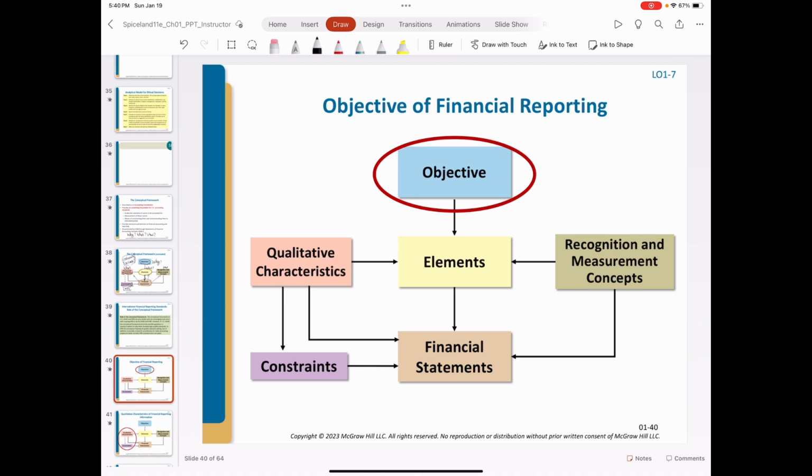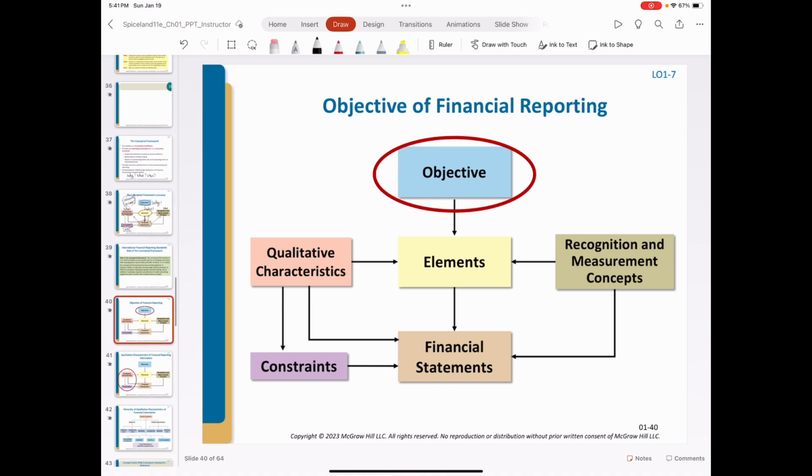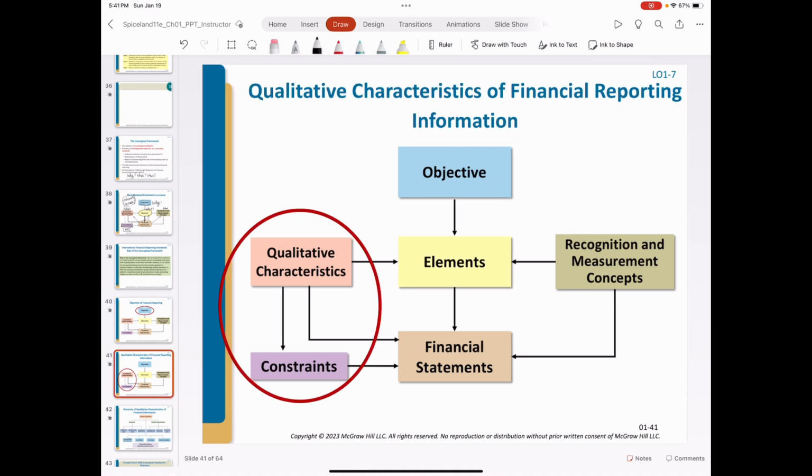Next, let's break down each part of the conceptual framework and discuss them individually. The first one is objective. I have already talked about this, right? The objective of financial accounting is to provide useful information for investors and the creditors, who are the primary users of financial statements. The qualitative characteristics and constraint of information.